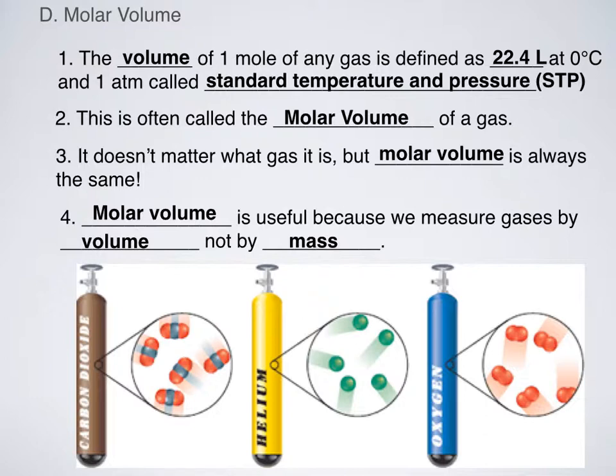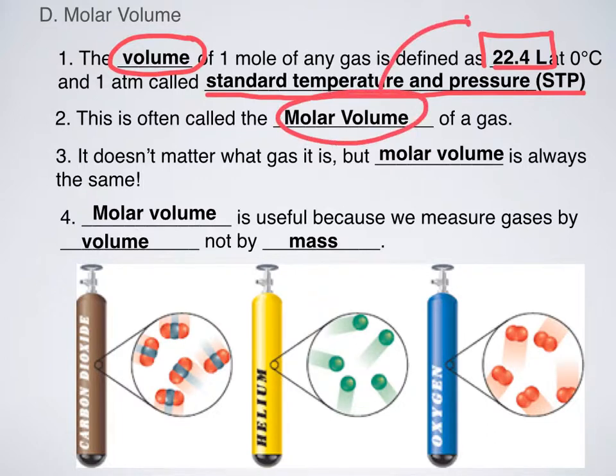Here's something that Avogadro actually did kind of discover. It's that the volume of 1 mole of any gas is defined as 22.4 liters. And that is only true at standard temperature and pressure, which will become extremely important when we talk about gases. We often call this number, 22.4, molar volume, because it is the volume of 1 mole of a gas at standard temperature and pressure. By the way, you'll need to commit that to memory. So not only is Avogadro's number important, but so is 22.4.